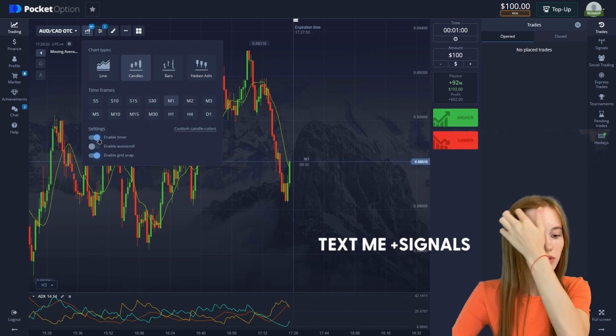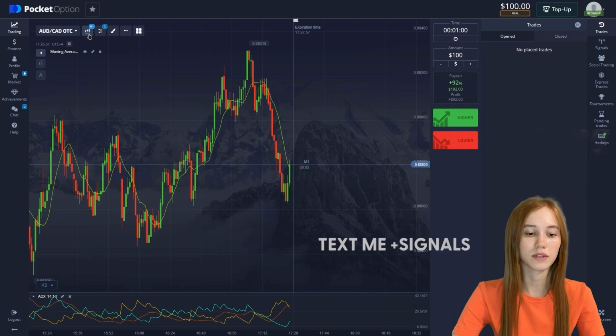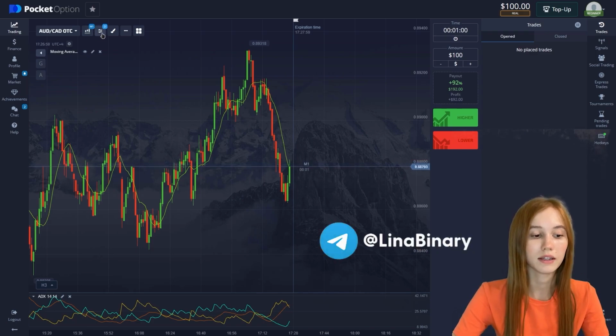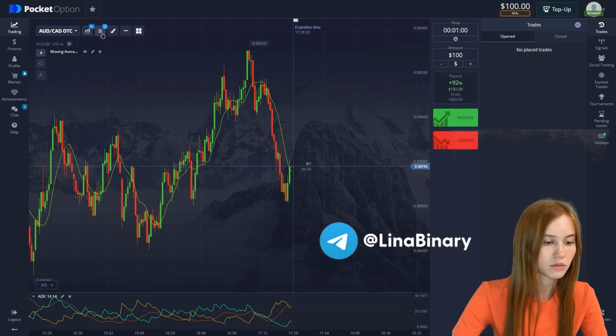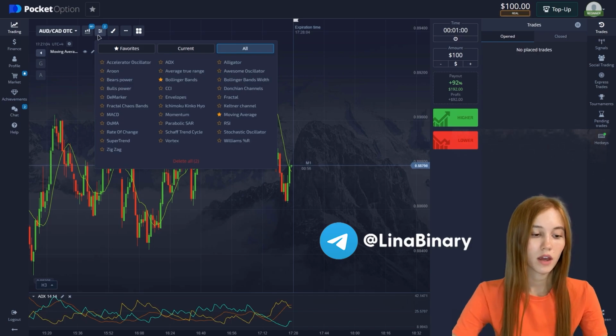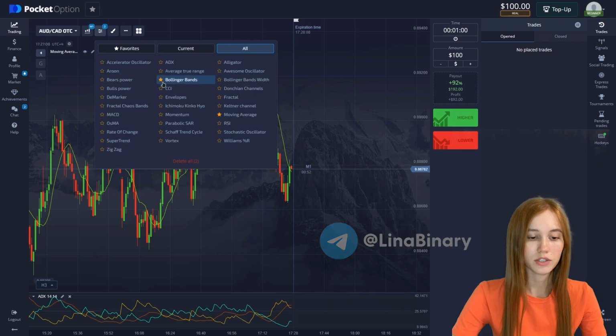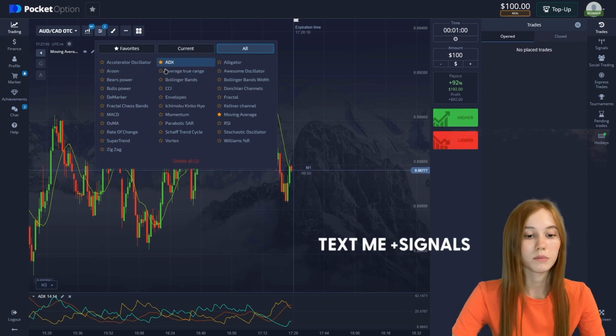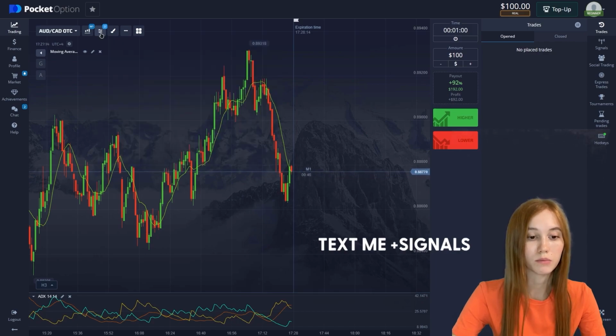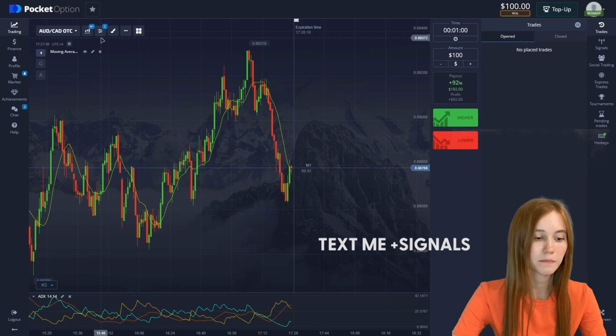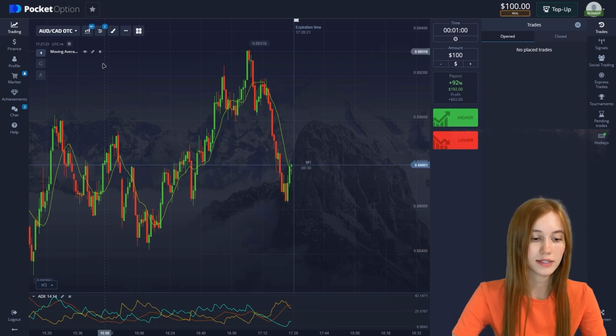We will trade using two indicators. You can turn on the indicators by clicking here. For us, it's ADX and moving average. Let me tell you more about these indicators. Let's start with the moving average in more detail. This is the green line. I can highlight it. Here are its settings.